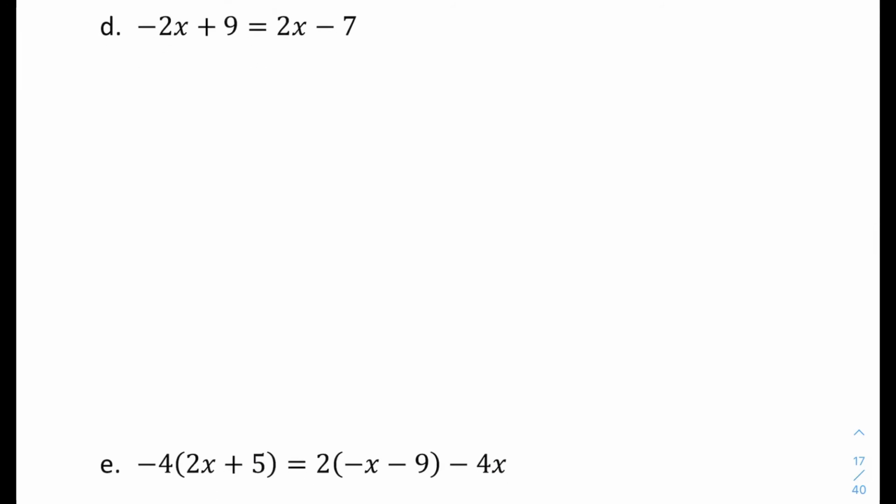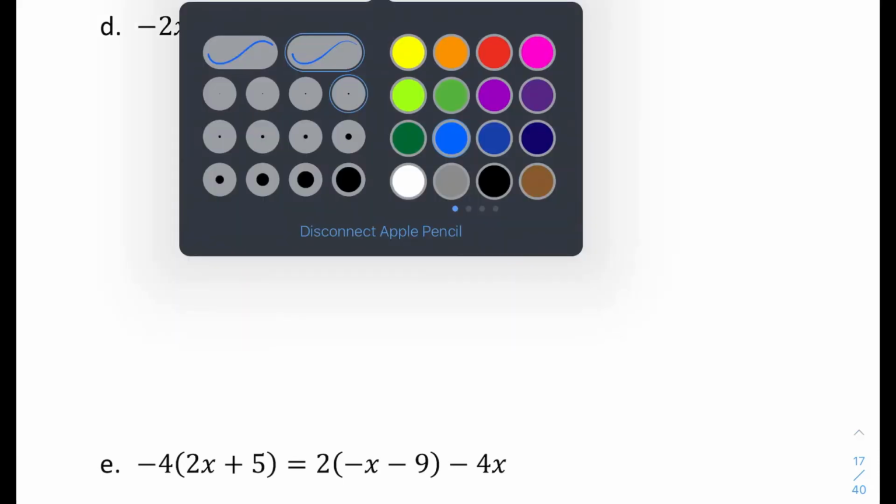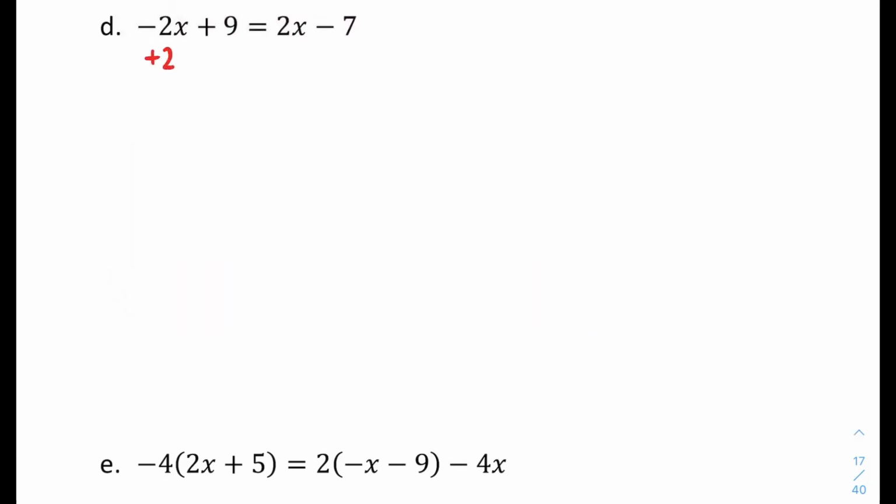On D, you have variables on both sides of your equation. So I'm going to go ahead and get everything involving my variable x on one side. So I'm going to add 2x to both sides of my equation, because on the left that would just give me 9, and then I'll have 4x minus 7 on the right hand side.